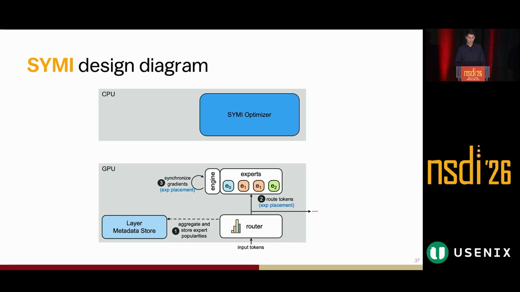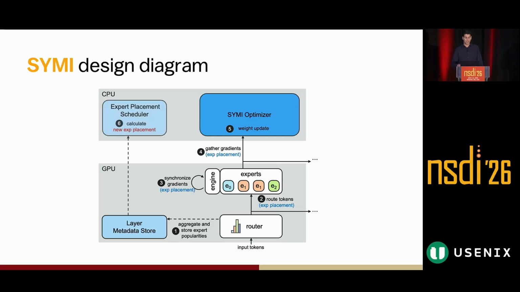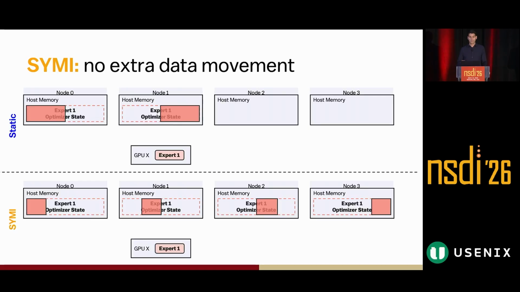We synchronize the gradients, move the gradients to the optimizer. The optimizer updates and computes the next iteration's weights. And in the meantime, our expert placement scheduler has computed the placement for experts and the new replication degrees for the next iteration, given this iteration's popularity. It propagates this metadata across components in the system, and now the optimizer will send back weights according to this updated placement. So this has no extra data movement.